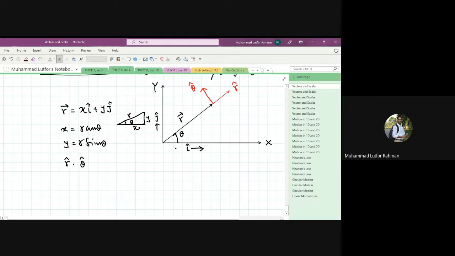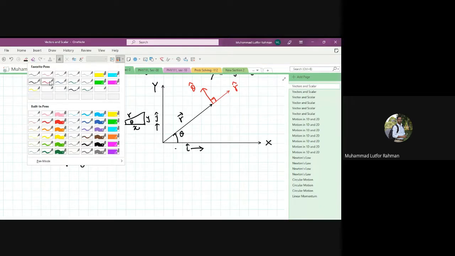And these two are perpendicular to each other. R hat and theta hat would be perpendicular to each other. So that should be the direction of r hat and theta hat, which is actually the unit vector in the polar coordinate system. That's fine. Now I'm going to find the value of this r hat and theta hat.